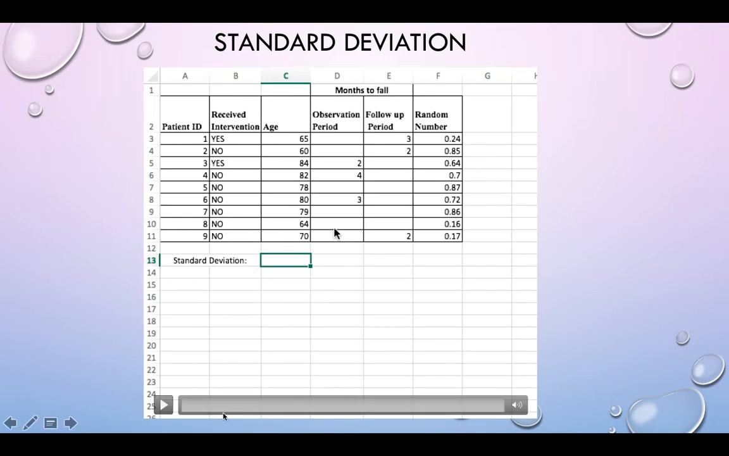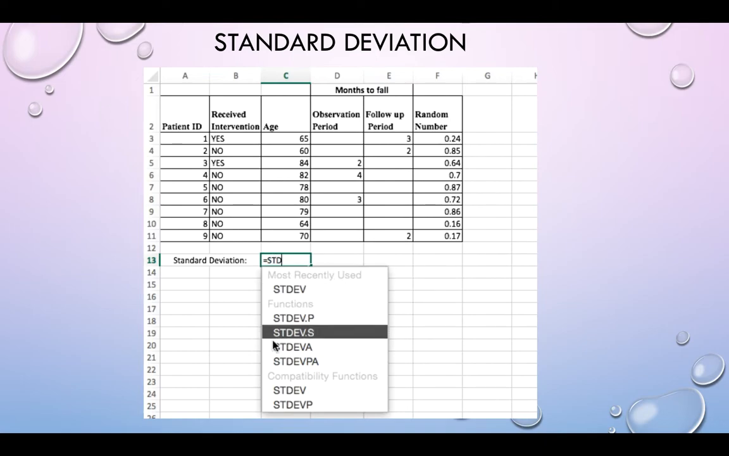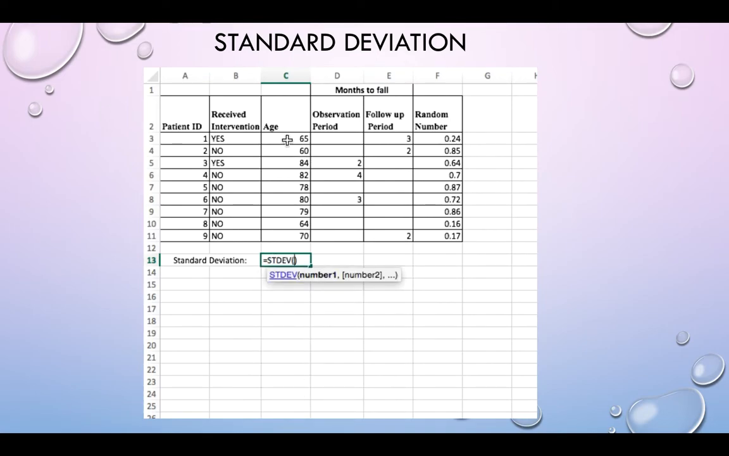So the easiest way to get standard deviation will be plotting your data into Excel. Once you have plugged your data into Excel, you will be using the formula =STDEV. Between the parentheses, you will put ages 65 to 70, so you will highlight C3 to C11 and then press enter. And that will give you a standard deviation of 8.89 when rounded.